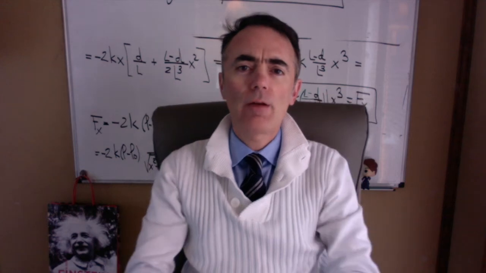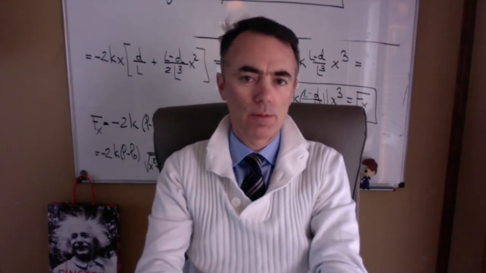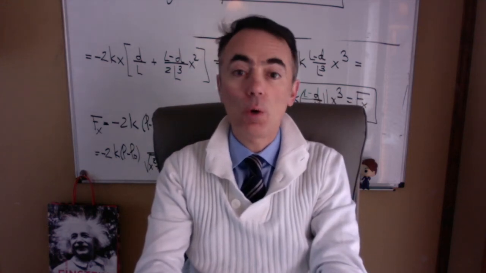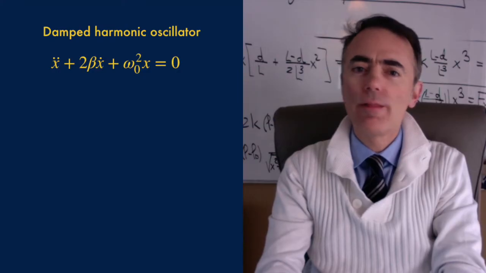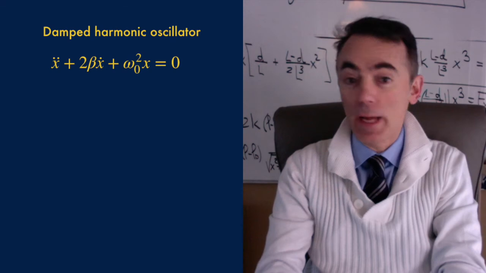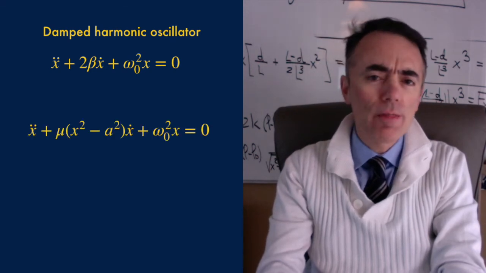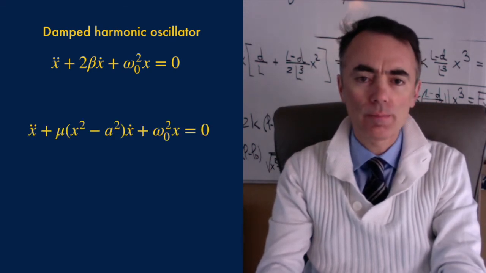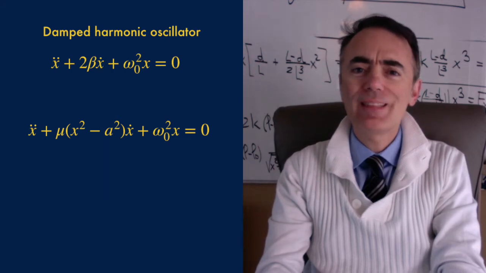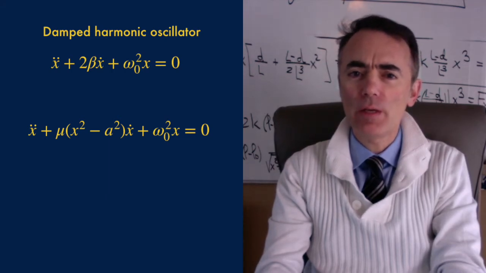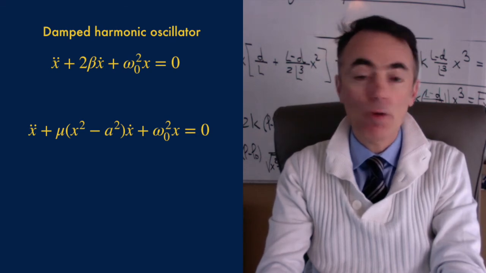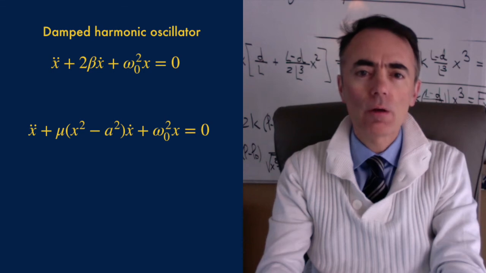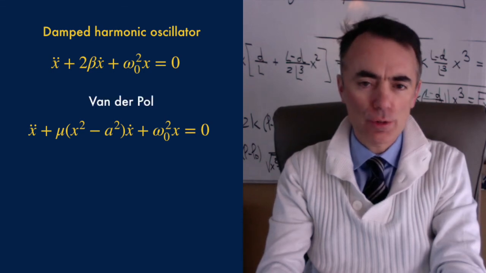There is another kind of attractor in nonlinear systems. Let's go back to the damped harmonic oscillator, and let's consider a damping term that can be positive or negative. If we write this differential equation, we have that damping will be positive if a squared is larger than x squared, and negative otherwise. This is called the van der Pol equation.